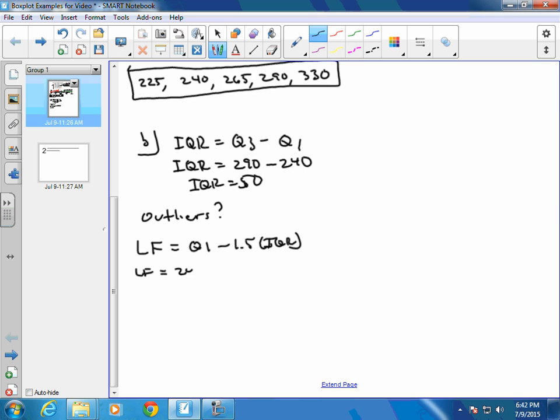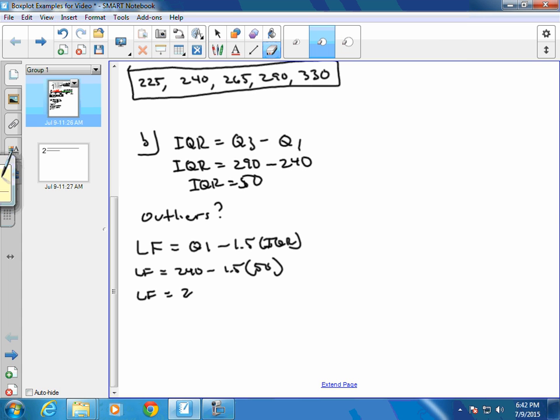So here that would be 240 minus 1.5 times 50. So let's see, that would be 240 minus 75. So 240 minus the 75 is going to give us a 165. What that means is if we had any data values less than 165, they'd be outliers. Here, the lowest one was 225, so we have no outliers on the low end.